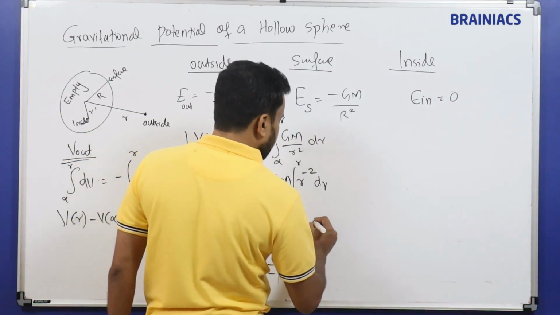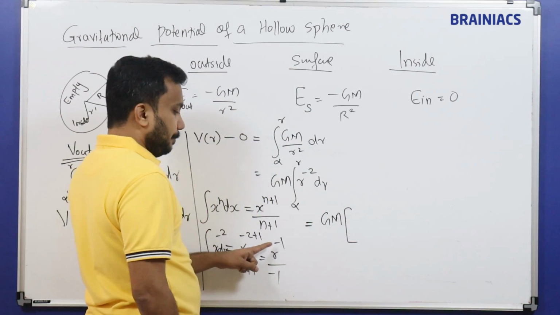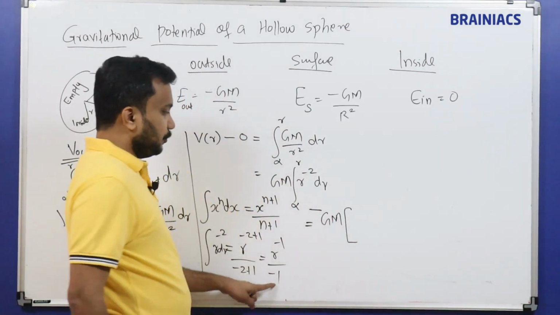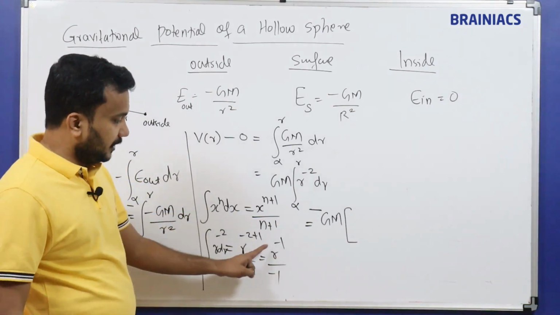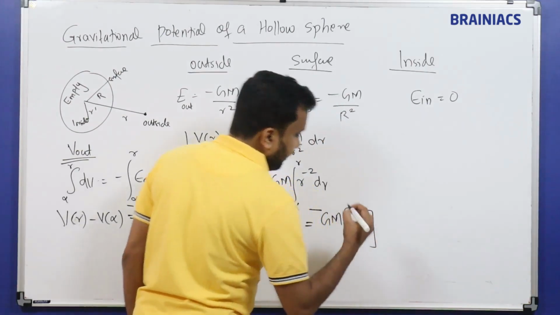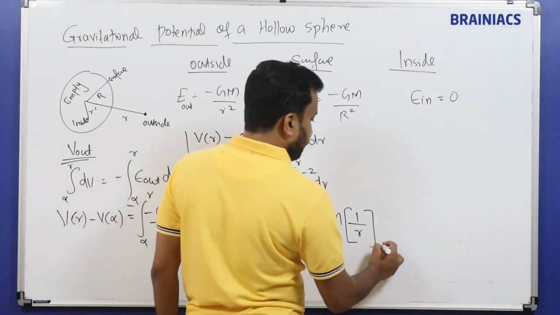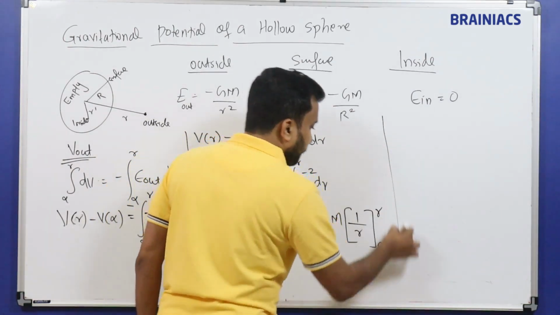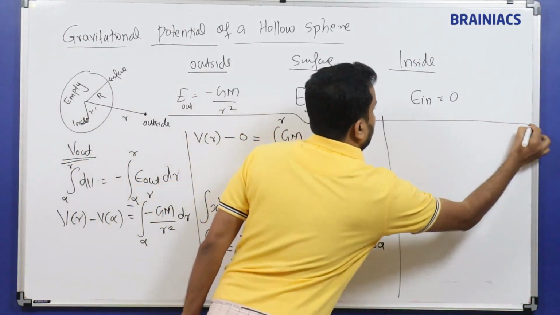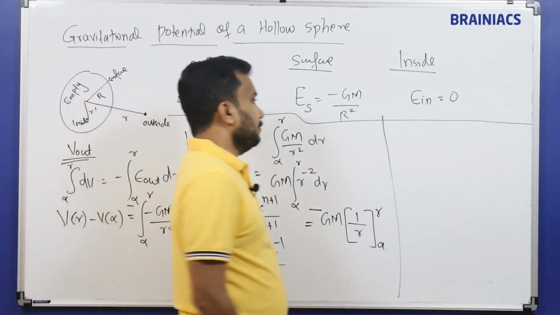We'll substitute these values over here. So GM divided by minus 1, the r power minus 1 will come to the denominator. Minus is there, so minus 1 becomes minus GM. This will go to the numerator, and r raised to minus 1, if you take it into the denominator, is 1 by r. Then we have to apply the limit infinity to r. Infinity to r means upper limit minus lower limit.